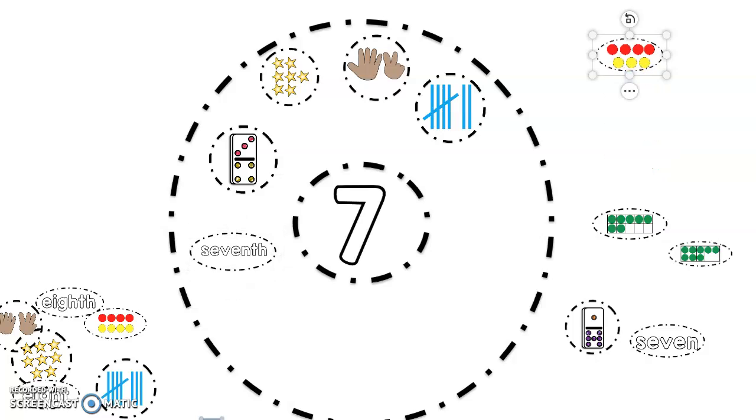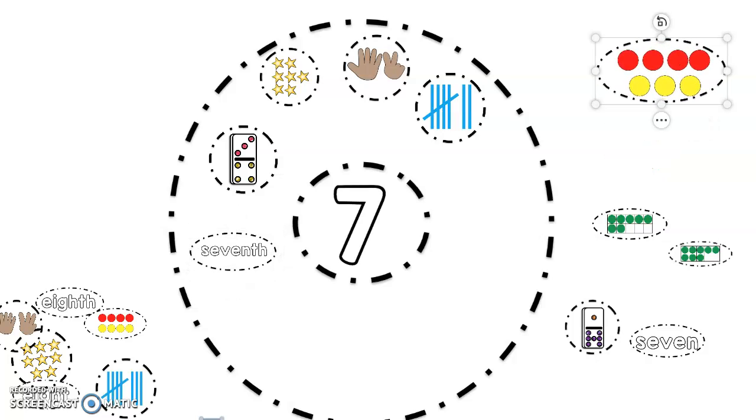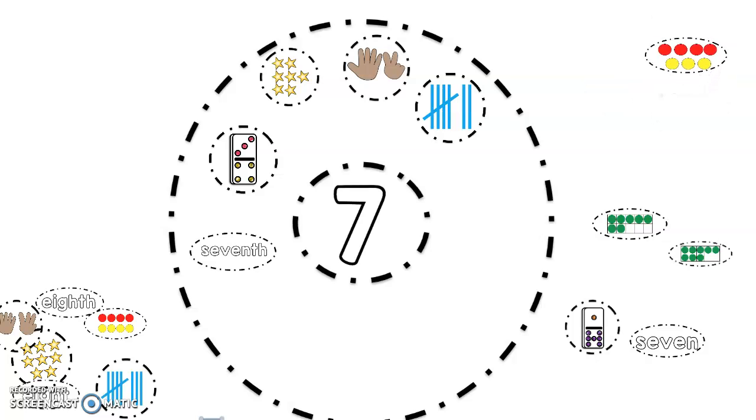All right, let's check these dots here. I've got 4 red on the top and only 3 yellow on the bottom. Let's start with the red and count. 1, 2, 3, 4, 5, 6, 7. So what do you think? Should we put it in our circle? Yes, good job.